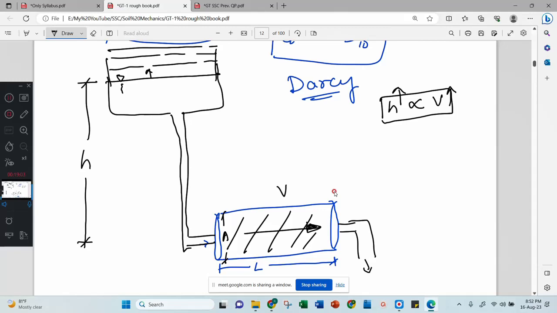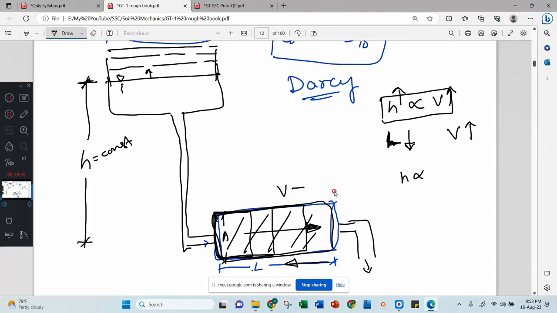This time what I do, I will keep this height constant. This time I will decrease this length. Means earlier we have this much of soil and later I will reduce that soil to this much of length, then this much. Like that. If I decrease the length, then what happens to the velocity? If L is decreased, the velocity will again increase.